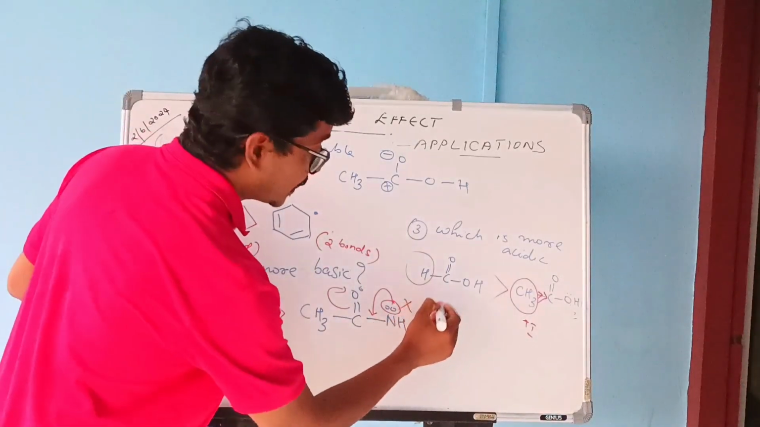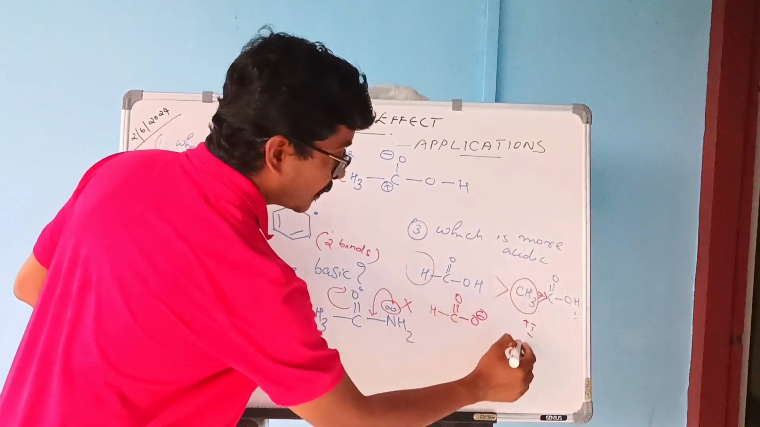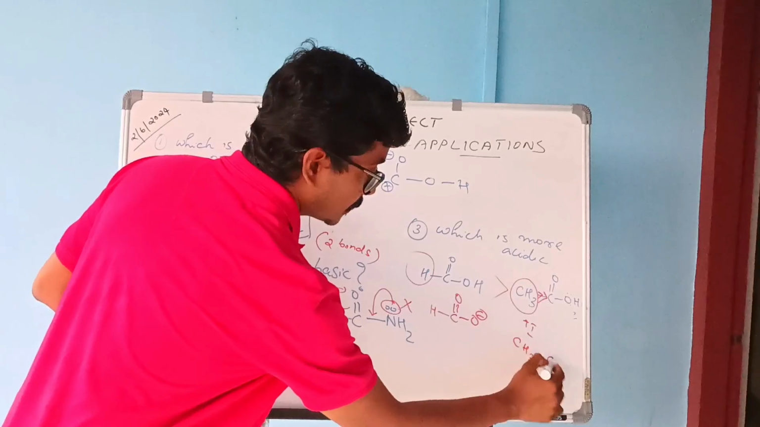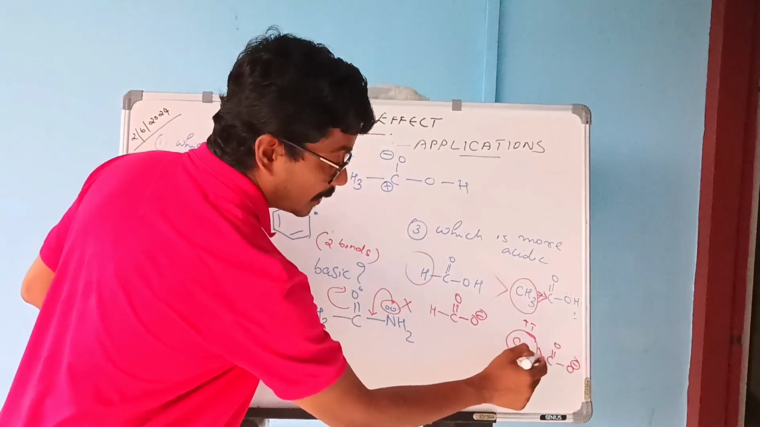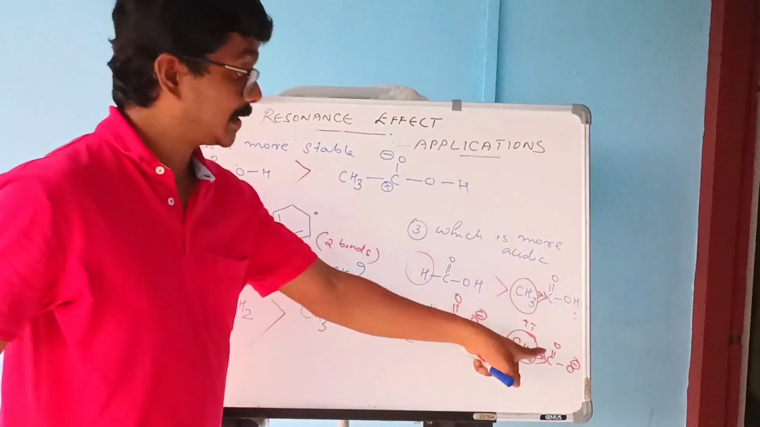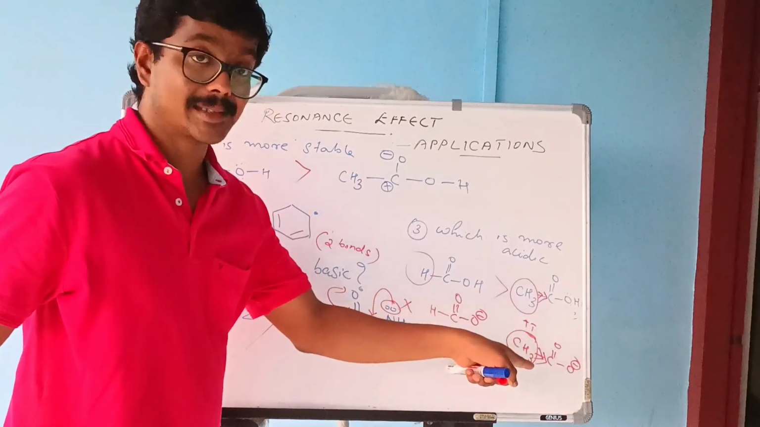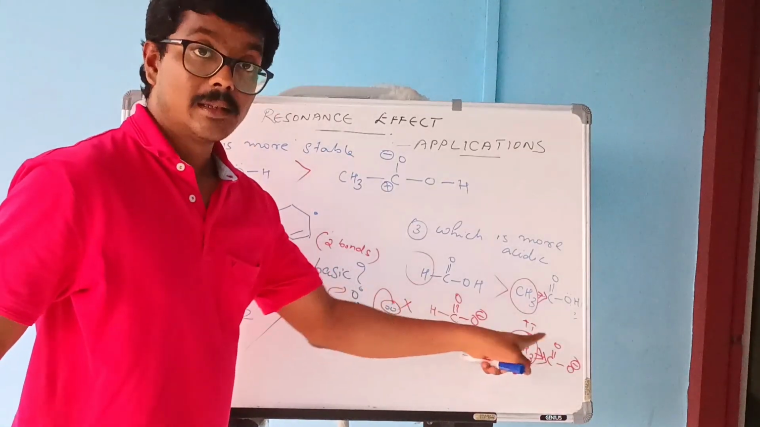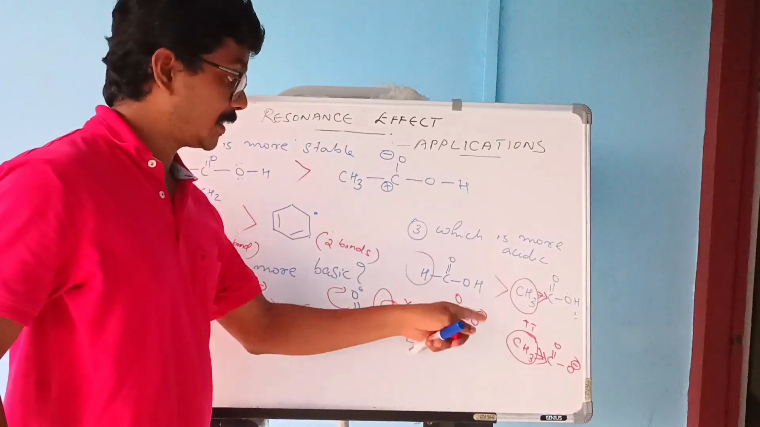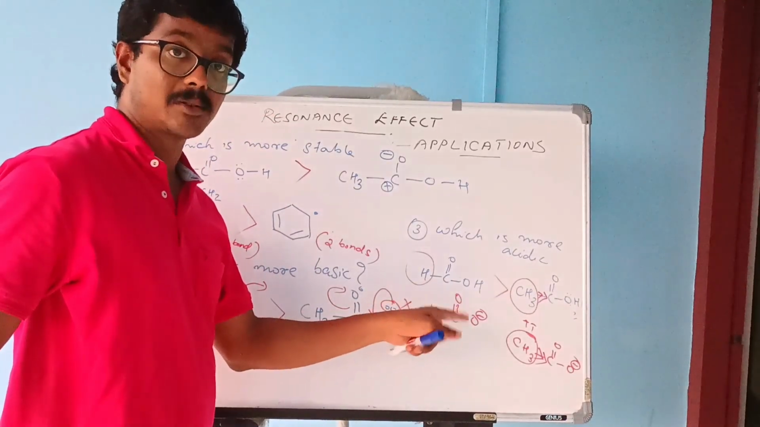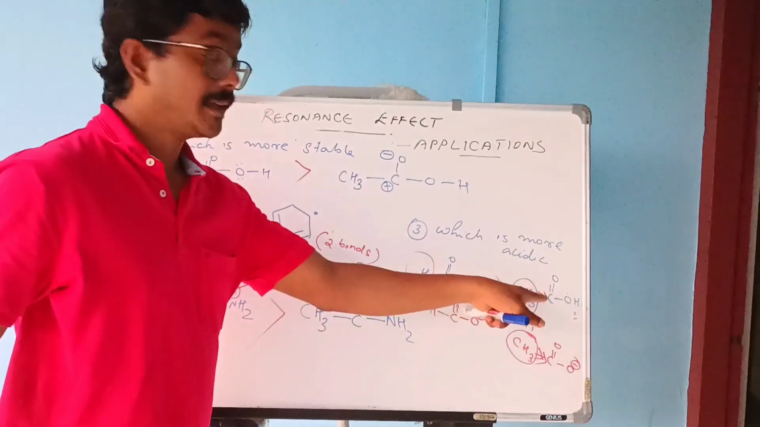In addition to that, consider the anions: HCOO minus and CH3C double bond O minus. This CH3 group will intensify the negative charge on this carboxylate anion, on the oxygen atom, which will decrease the stability of this carboxylate anion. Whereas hydrogen does not have any plus I or minus I effect, so this is stabilized through resonance. So formic acid is more acidic than acetic acid.